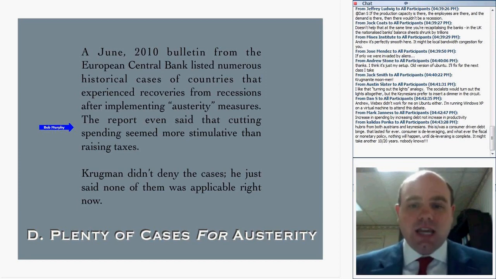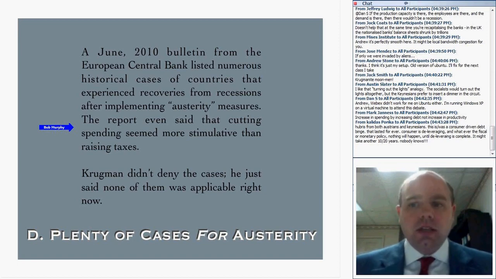What's really interesting is that when this came out, Paul Krugman and the other Keynesians that I saw didn't say, oh, you're making those numbers up. They didn't deny that all of these cases were true, that there really were countries that were in a recession and had huge budget deficits, cut their spending and got out of it, or cut their deficits and got out of it, and in a few cases largely through spending cuts. They didn't deny any of that.